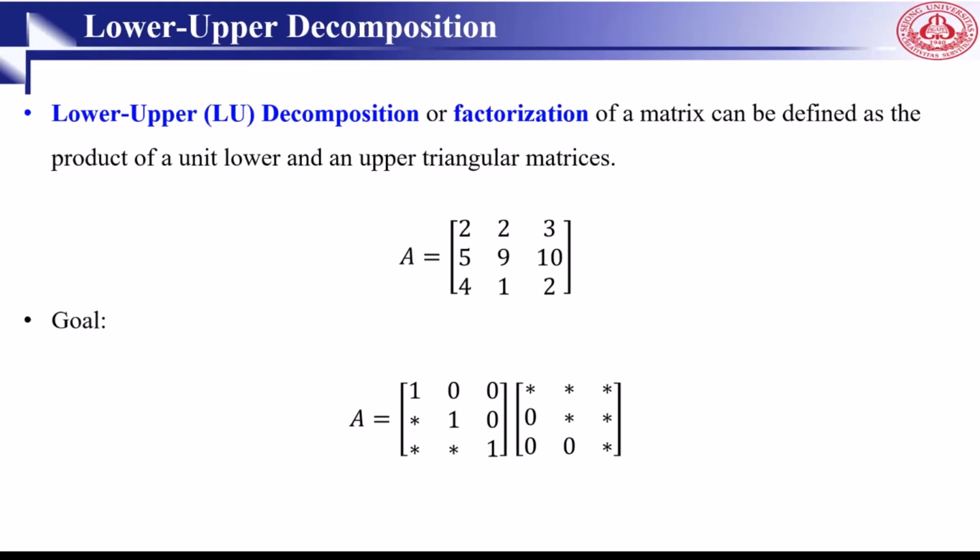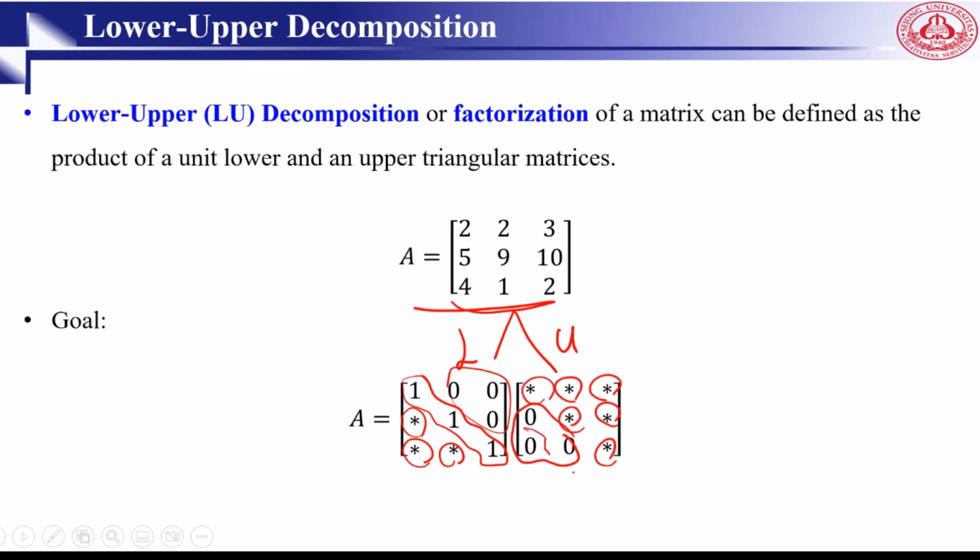What we want to do, for example, we have a matrix like A, and then we want to convert it to L and U. In L, the main diagonal is 1, here can be anything, and the upper side is 0. In the case of U, these 3 are 0. The rest can be anything. This star means it can be anything.